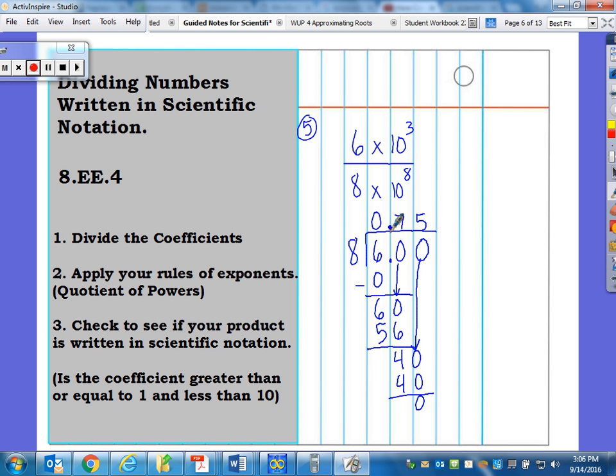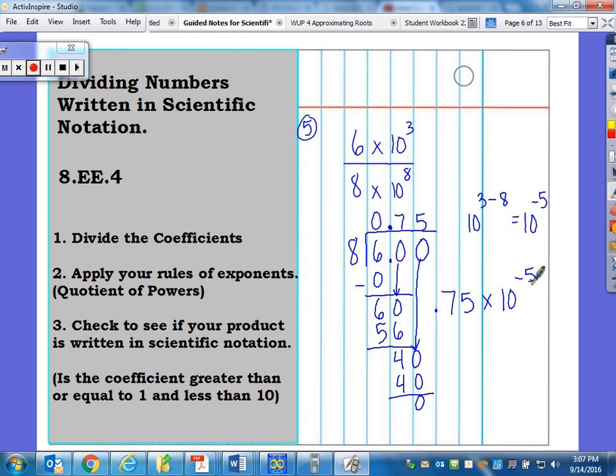Now we divide our powers, and we get 10 to the 3rd divided by 10 to the 8th. We keep the base and subtract the exponents, giving us 10 to the negative 5. We now have 0.75 times 10 to the negative 5.